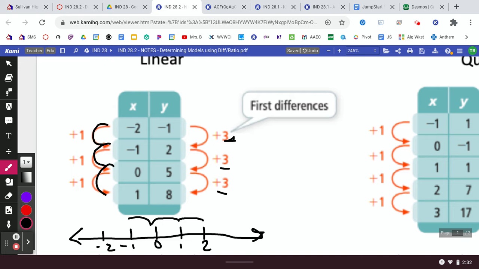This is called a first difference. If you match after checking your first difference, it's linear. You're done. You can stop. You can label it as linear and move on.